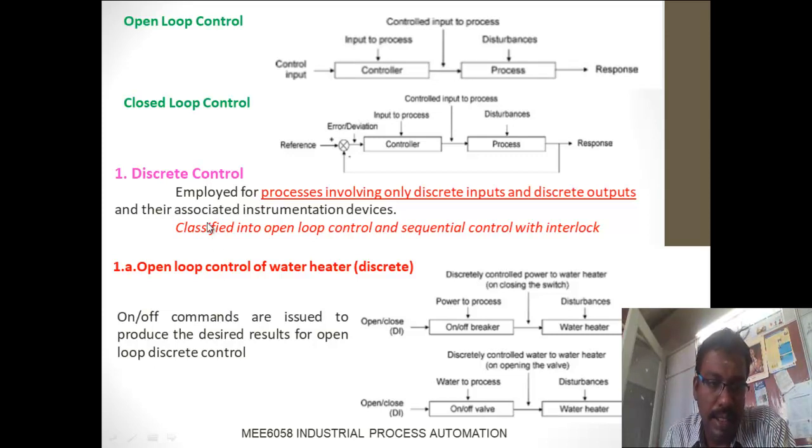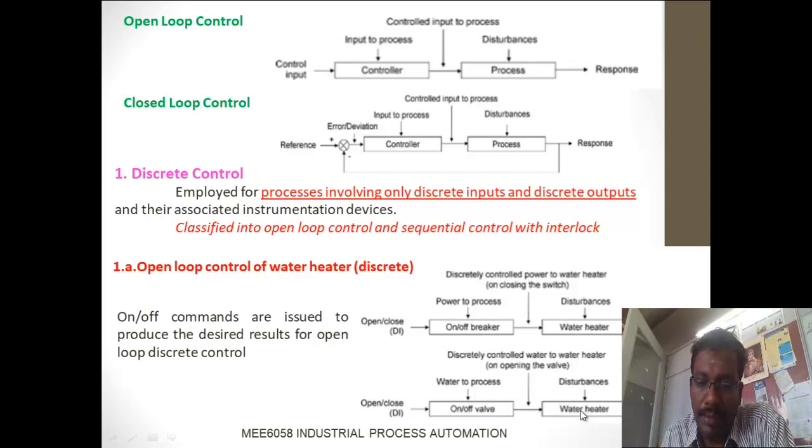Actually, the discrete control can be classified into open loop control and sequential control with interlock. You can see the sequential control interlock in the forthcoming slides. What will be open loop control? We have the breaker. If you take a water automation system, which we've seen already in the class, we have the breaker to switch the heater on or off. We have the valve to switch the water heater on or off.